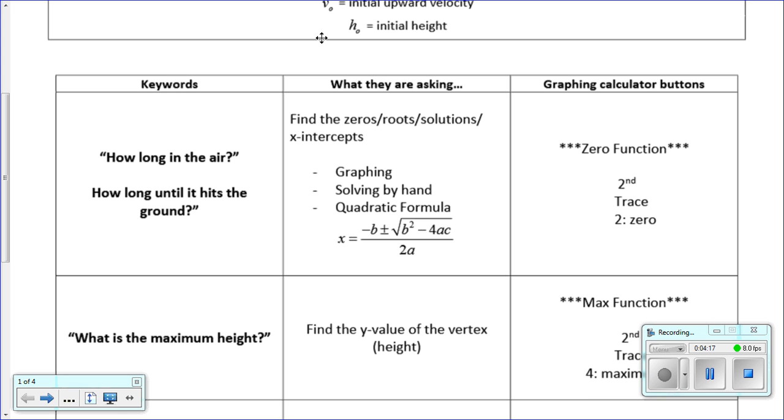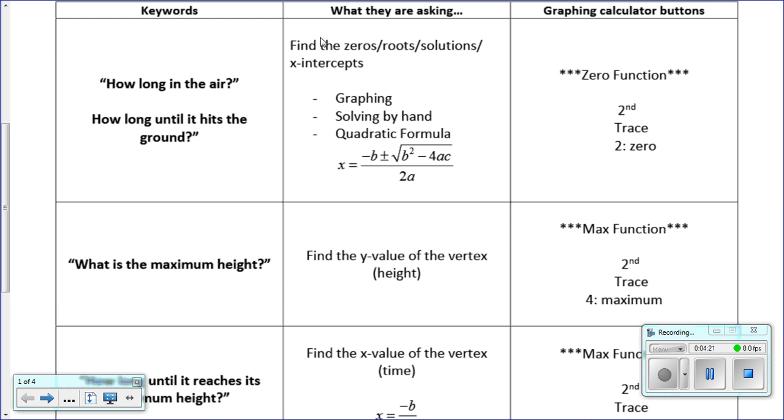If they're asking how long it takes, they're asking for the zeros of the function. The maximum height is actually going to be the y value of your vertex. Remember, your vertex is going to be the highest point of the entire parabola, or the lowest, but for our sake, when we're talking about this kind of stuff, it's typically the highest. So how long did it take for it to get to the maximum height? Well, the maximum height is going to be at that vertex. That's the highest point it is, and remember, your y values are your height.